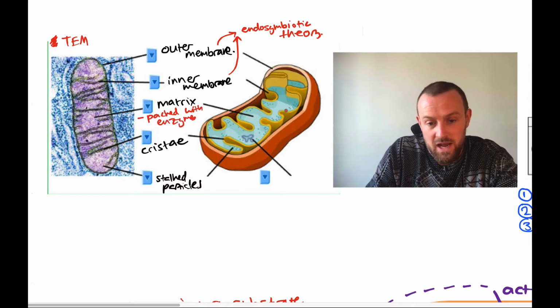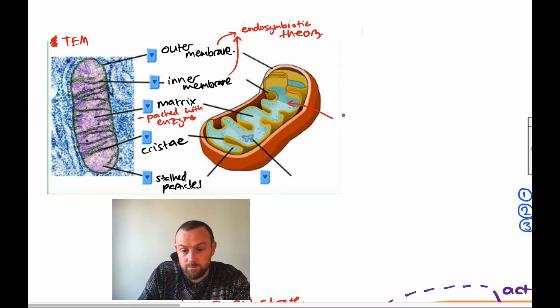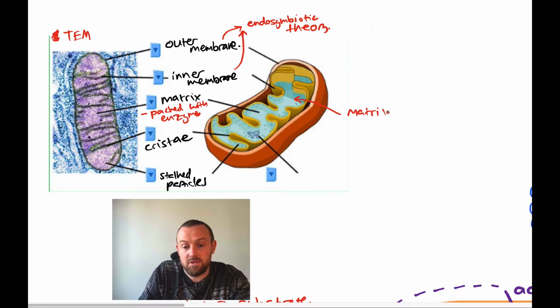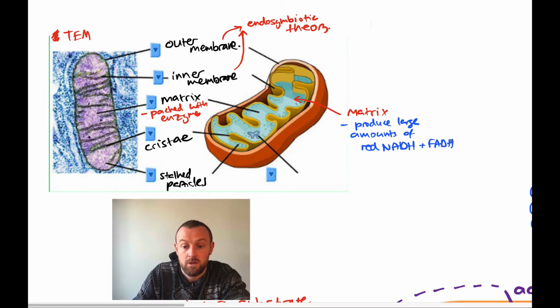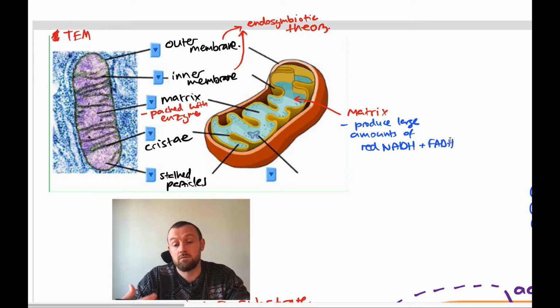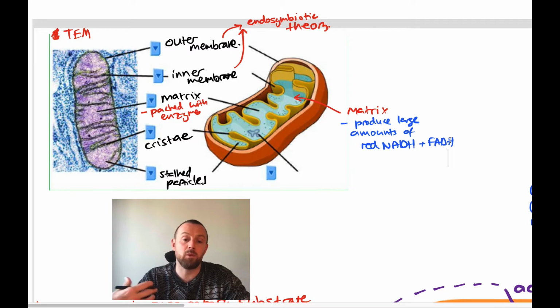So the matrix, I'm also going to add some notes over here about other matrix as well. The enzymes are responsible for the Krebs cycle and link reaction, and also we produce large amounts of reduced NADH and of course reduced FAD. So we're producing these reduced hydrogen carrier molecules, and then we're using them up on that inner membrane again.